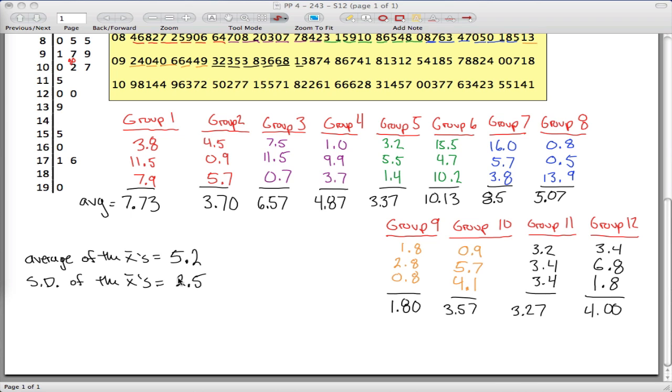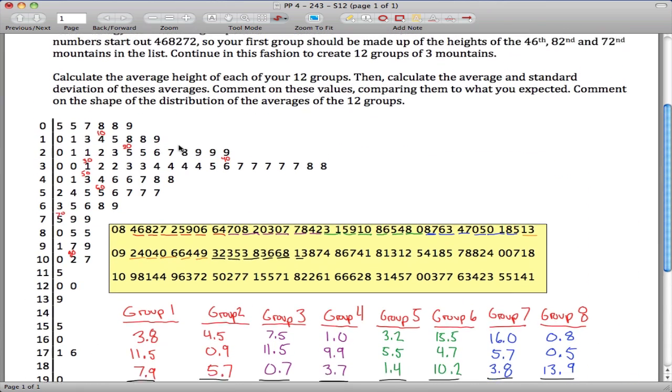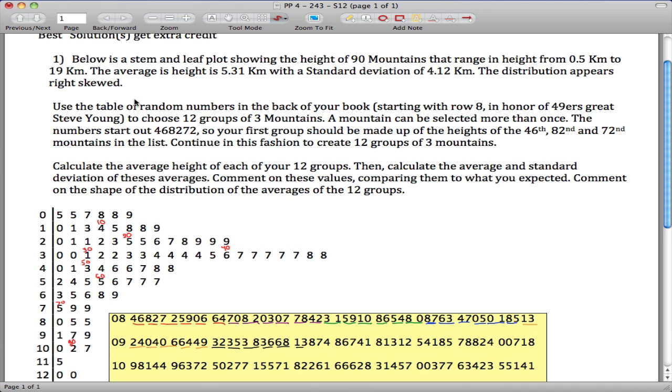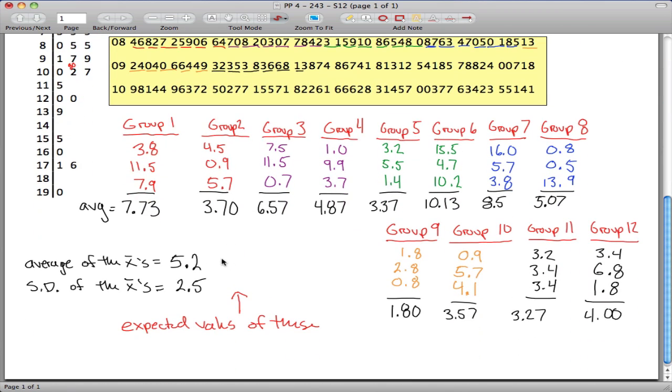And what it wants me to do is compare these to what I expected these values to be. I'll write down here, expected values of these. I can put right next to them here. The expected average of the x bars is just the same as the average of all of my data points. So up here it tells me the average height is 5.31. So I would have expected this to be 5.31. Ended up being 5.2, pretty close there.